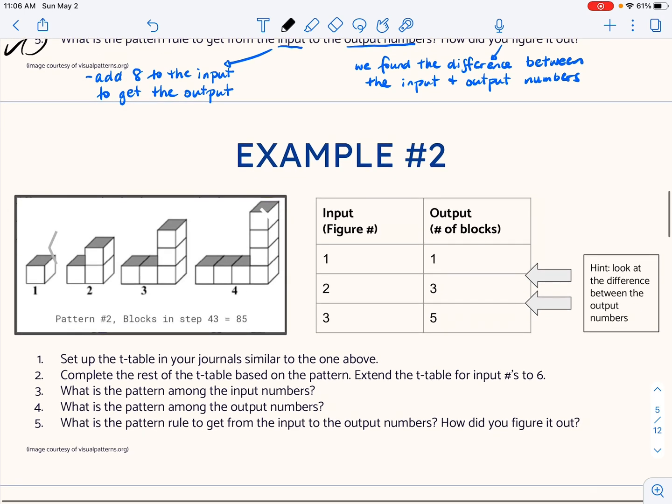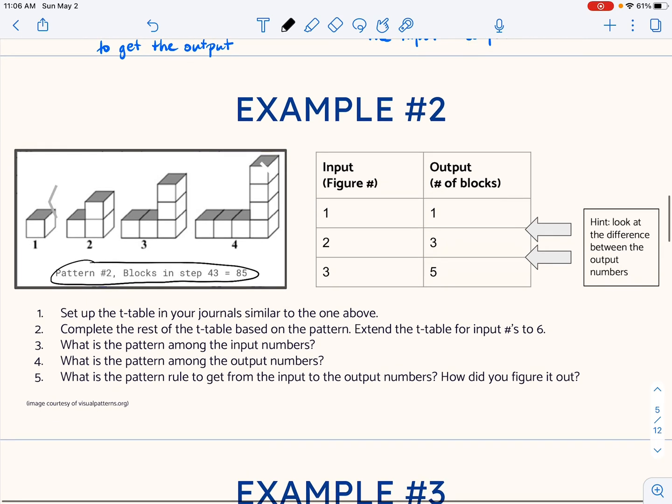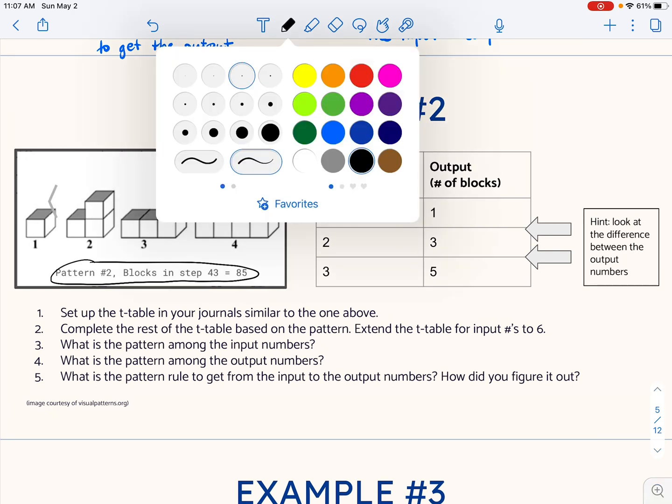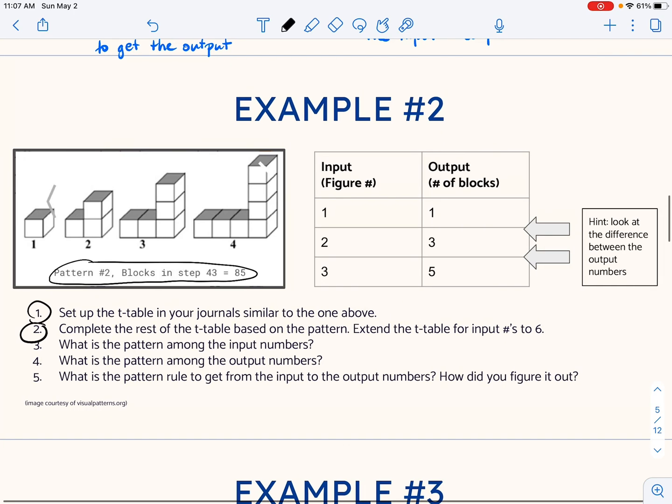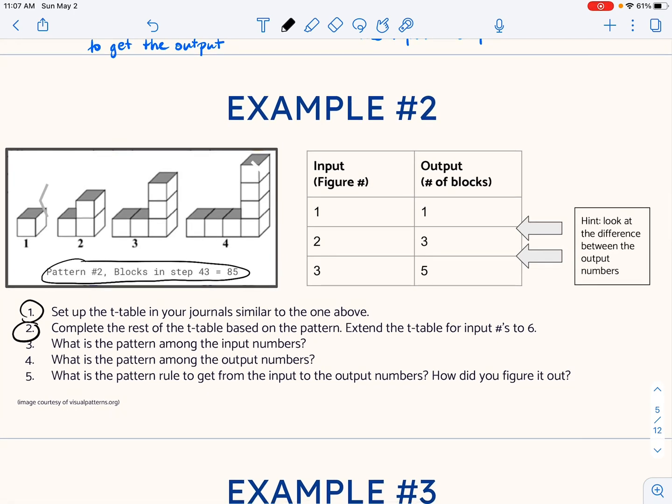So this time we have a visual here that's been set up. We've got an actual picture here, and this is taken from visualpatterns.org. Similar to the previous example, pause the recording, set up the t-table similar to the one above, complete the rest of the t-table based on the pattern and extend it for input numbers 1 to 6. So pause the recording now and do that in your math journal or on a piece of graph paper, and then replay the recording once you're ready to continue.